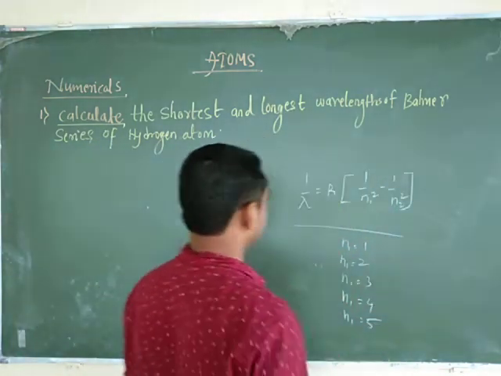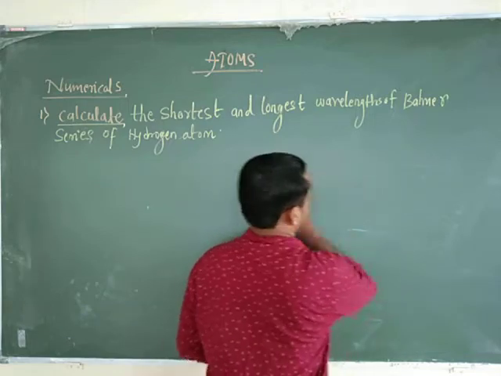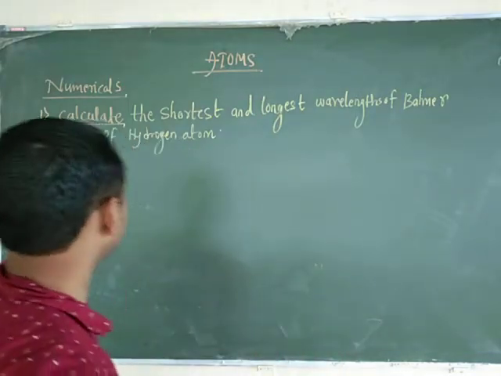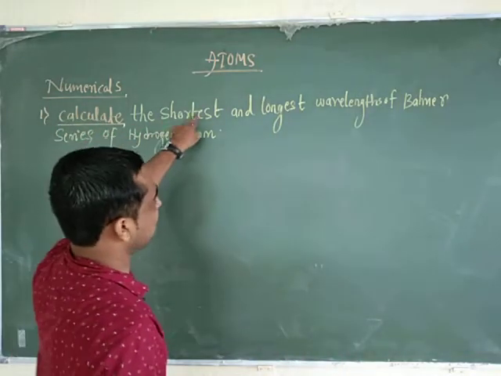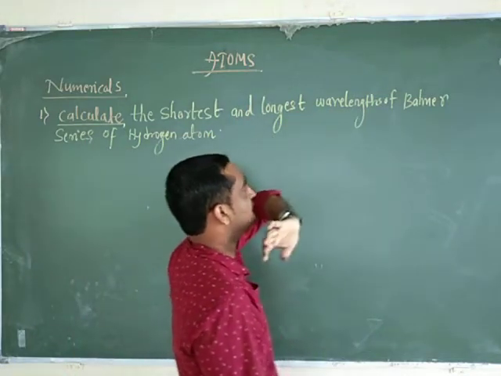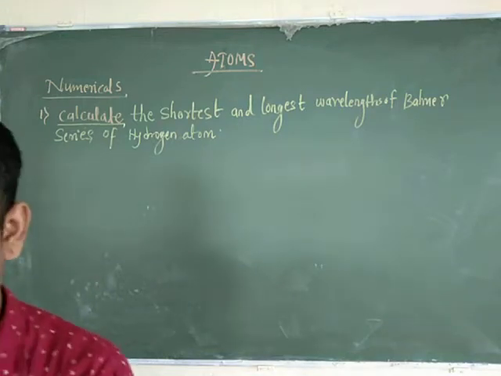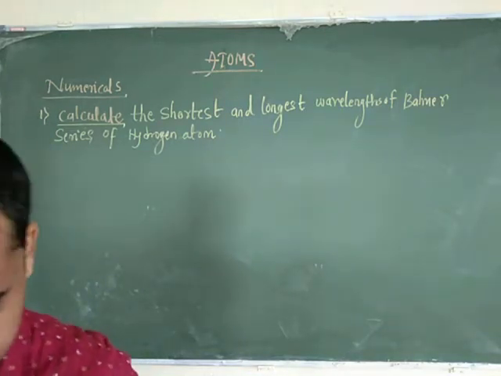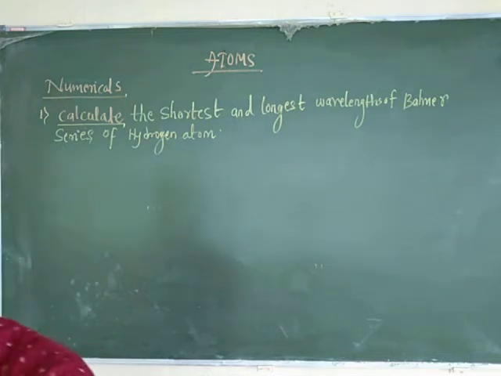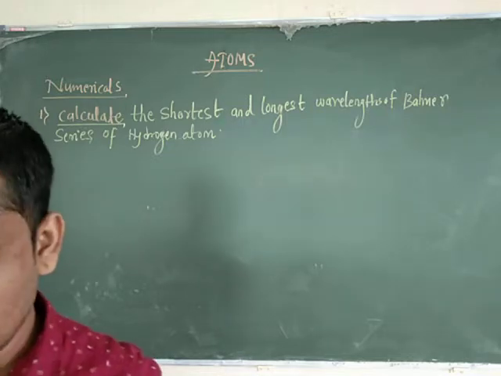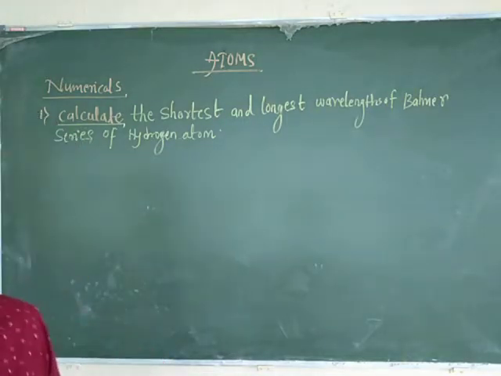Now let us solve certain numericals based on this Rydberg formula: calculate the shortest and longest wavelength of the Balmer series of hydrogen atom. In the previous class I drew the energy level diagram for this. What is meant by shortest wavelength and longest wavelength here? I will also define one term here.